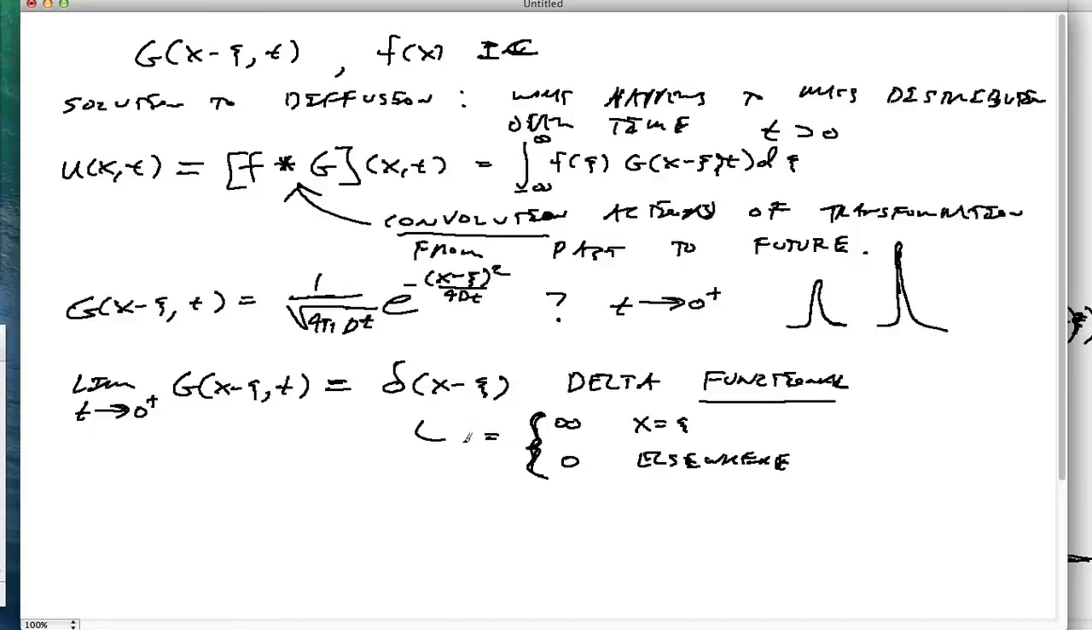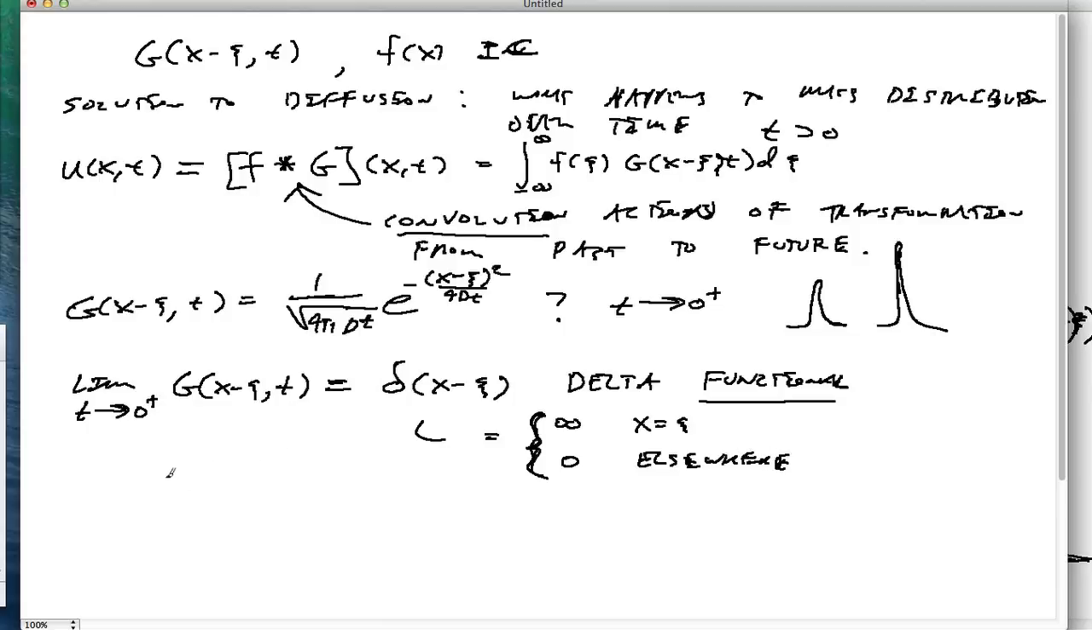Obviously, this isn't a real function. In fact, this makes no sense. But that's the idea. That's the picture we have in our head, that there is this one point that's infinitely large, and it's 0 everywhere else, even though infinity isn't really a valid value for a function to have. It's not a value at all.